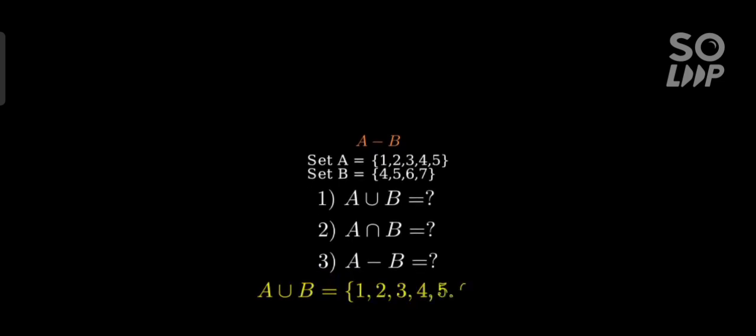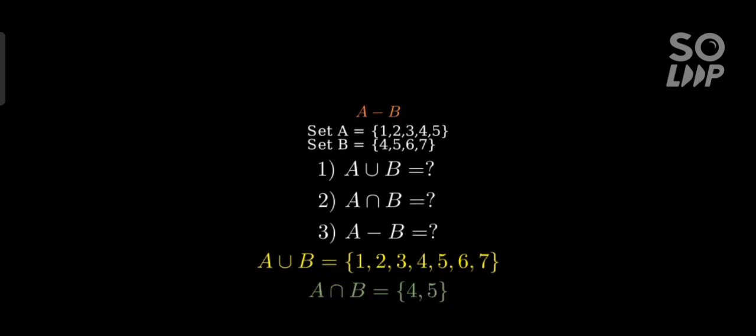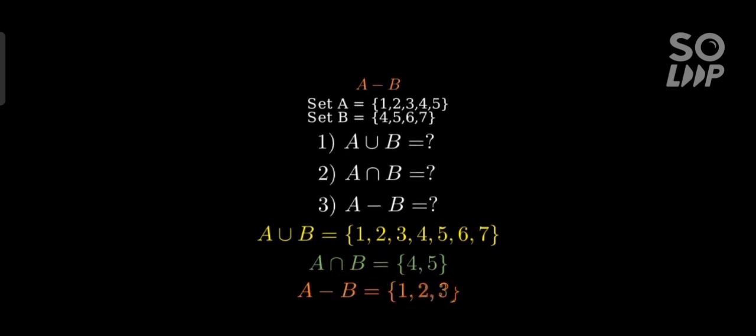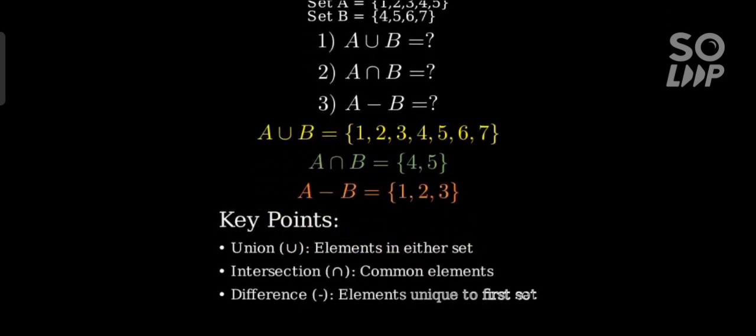For A union B, we include all elements from both sets: 1, 2, 3, 4, 5, 6, 7. For A intersection B, we include only elements present in both sets: 4, 5. For A − B, we include elements in A that are not in B: 1, 2, 3. And that's how we use Venn diagrams to visualize and solve set operations.